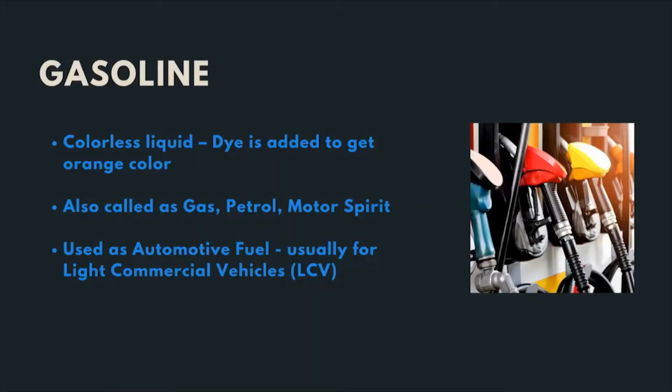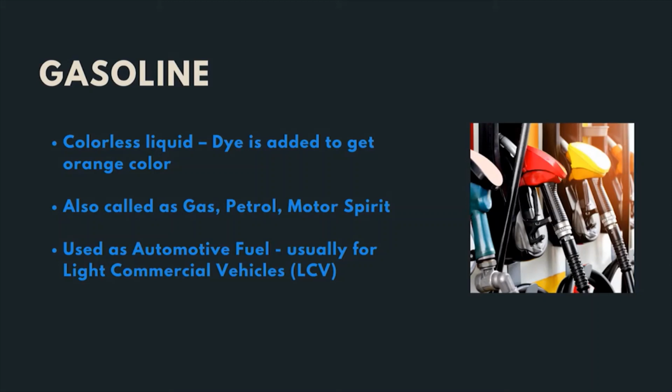The third and most important product from a refinery is gasoline. Gasoline in India we call petrol. In some countries they call it motor spirit, or sometimes shortly mogas. It is again a colorless liquid, but in order to identify adulteration, a dye is deliberately added in certain countries, and it is primarily used as an automotive fuel and for light commercial vehicles.